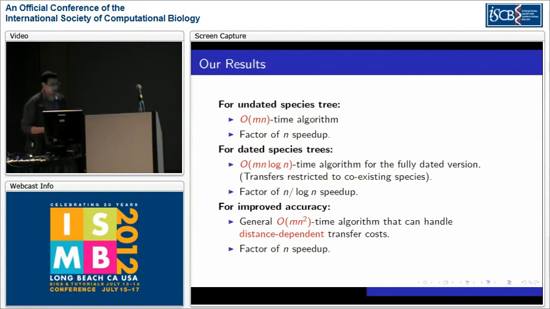And we have also considered an extension of this problem where transfer events can have different costs depending on the distance in the tree that they span. The motivation for this is that transfers are more common between more closely related species. So it makes sense to try and model this in the reconciliation problem, and we have done this. We have a simple order mn squared time algorithm that can handle both dated and undated trees and distance-dependent transfer costs. And this also is a factor of n speedup over the previous algorithm that tried to do this.